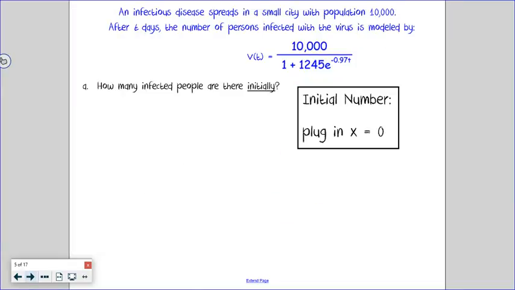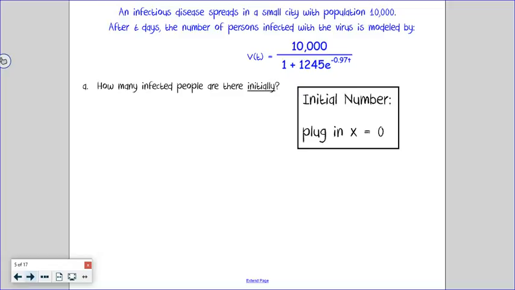What you are going to see throughout the notes today is a lot of these little boxes off to the side. That means that this is a very common type question. What do we look for in that question, and how do we attack finding the answer to that question? But what you might want to add to that is some other words that could mean the same thing. This situation is talking about an infectious disease spreads in a small city with a population of 10,000. After T days, the number of persons infected with the virus is measured by this logistic model. The question is, how many infected people are there initially?